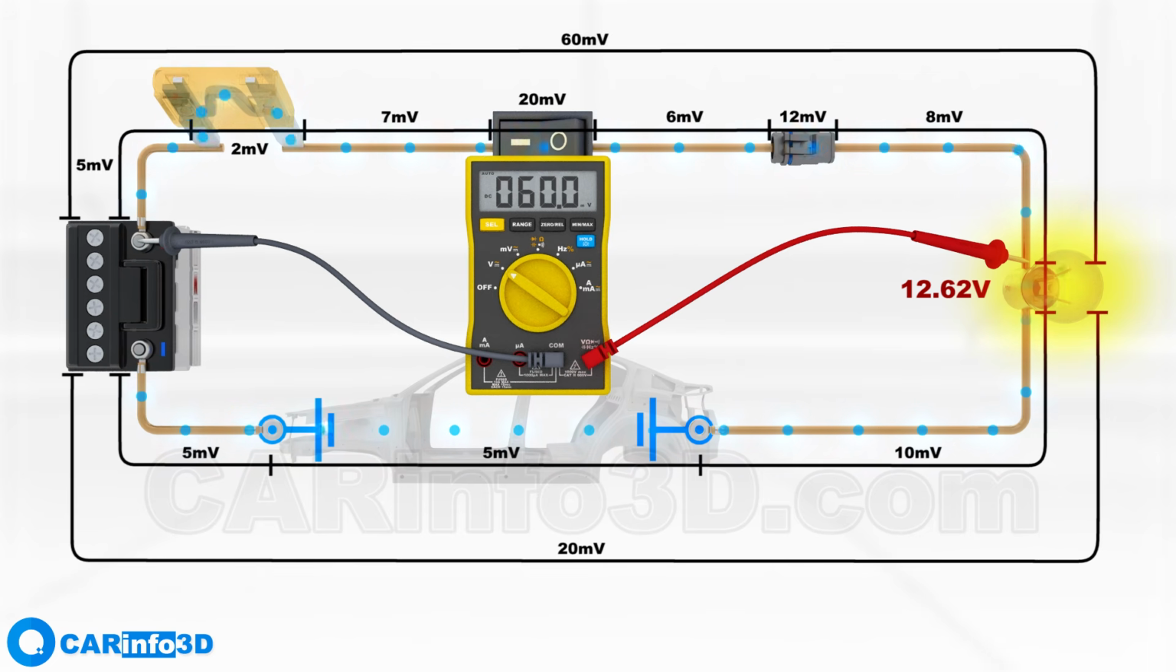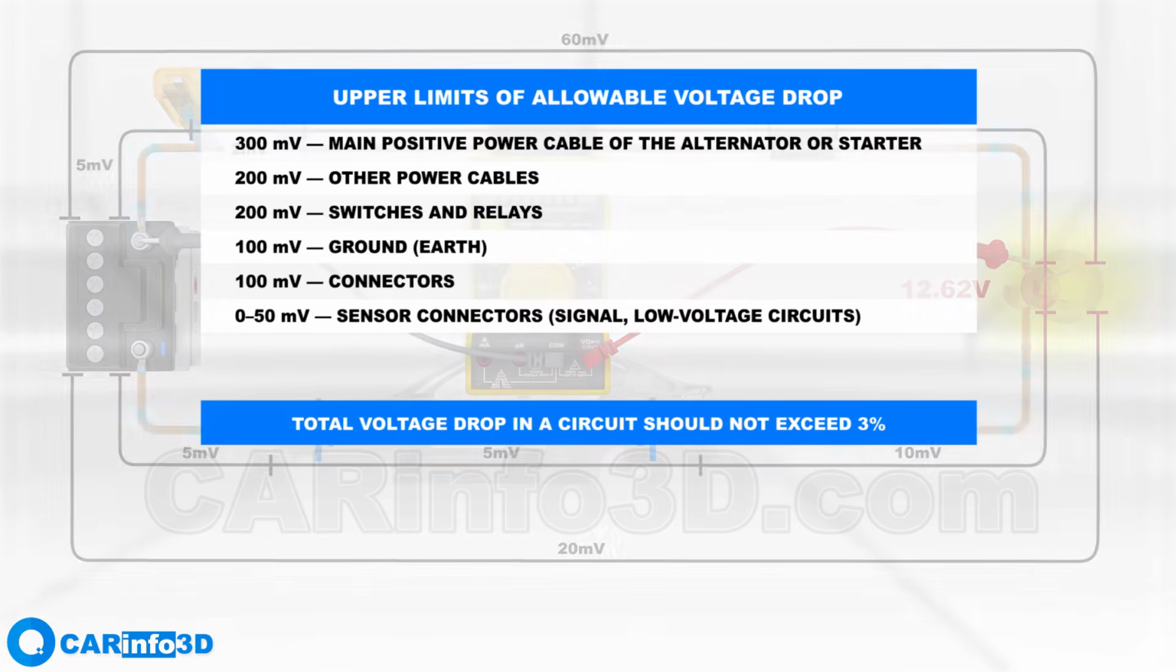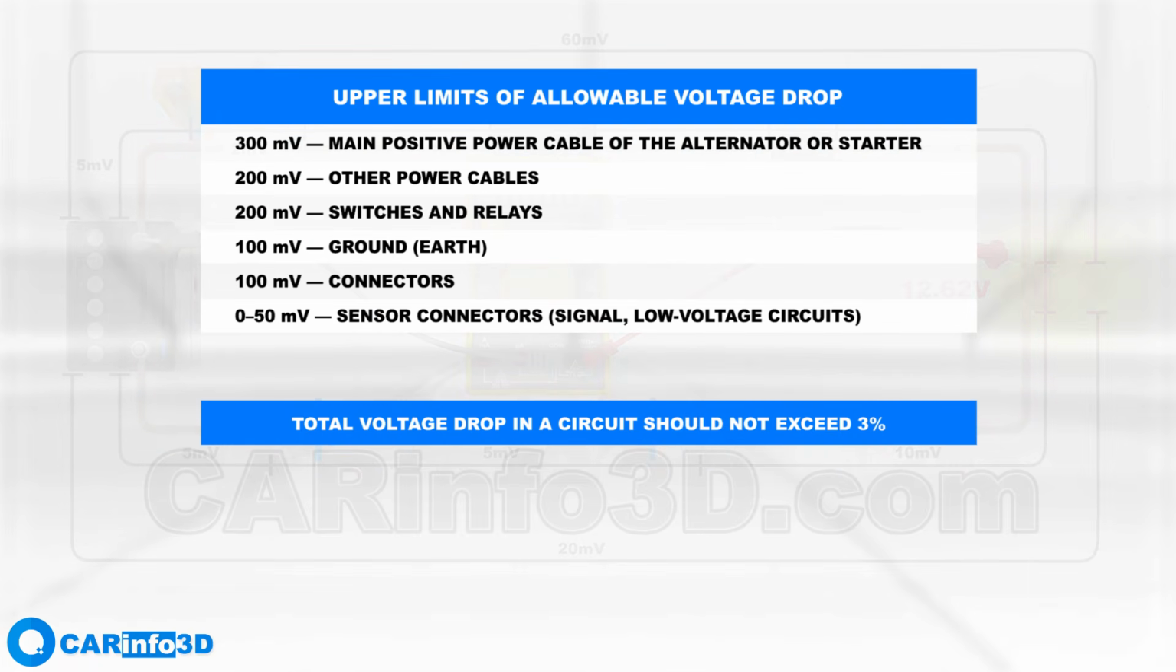There is no universal standard for acceptable voltage drop values. However, the table on the screen shows typical voltage drop limits in a 12-volt automotive system. As a general rule, the total voltage drop in any single circuit should not exceed 3%. For circuits with high power loads, such as in the starter motor circuit, a slightly higher voltage drop may be acceptable. These values are provided for reference only. Exact acceptable limits for specific circuits may be specified by the manufacturer.